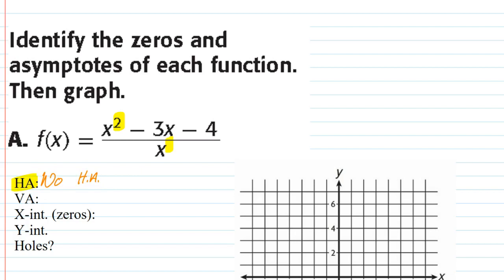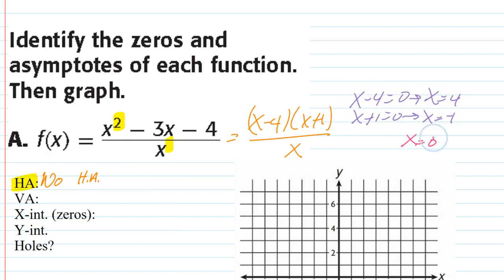Next, our steps are to factor the top and bottom. The top can still be factored. Then set the top and the bottom equal to 0 and solve them. The bottom is our vertical asymptote. X is equal to 0. The top are our x-intercepts. So we're going to say our x-intercepts are at 4, 0 and negative 1, 0.